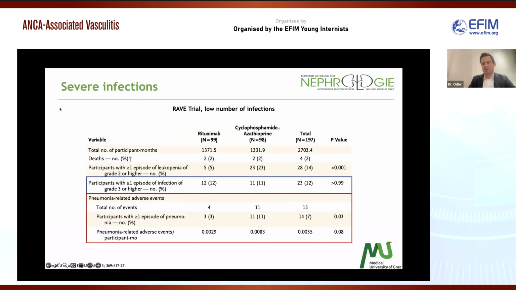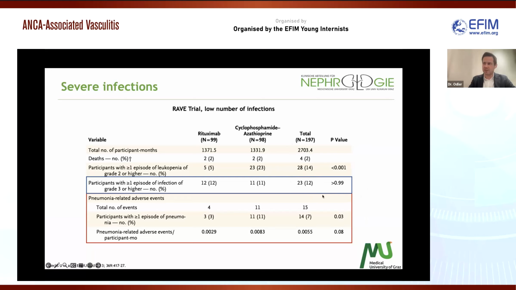And if we are talking about severe infections, these are some data from the RAVE trial. We see that in most of the randomized controlled trials, the incidence rate of infections was actually quite low. For example, in the RAVE trial, approximately 12% of the patients had a severe infection. Nevertheless, we should not forget that the definition criteria are quite strict in these cases.